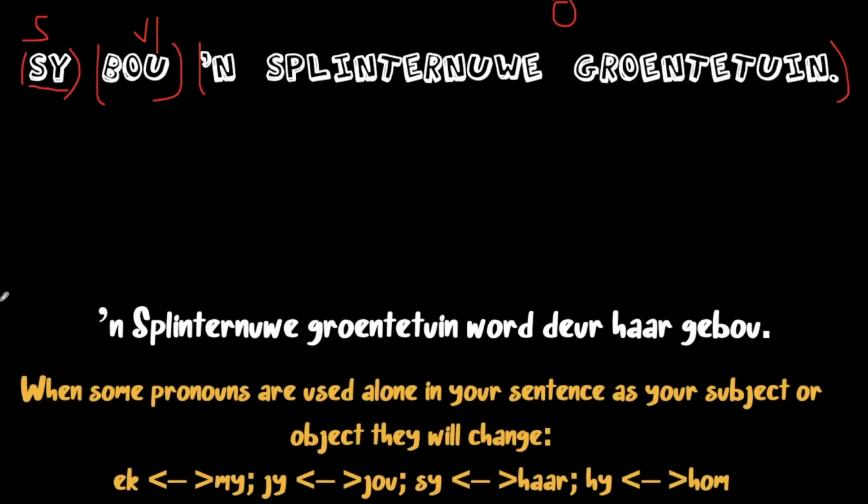Okay? And this is where this sort of comes in. So when some pronouns are used alone in your sentence as your subject or object, they will change. So it would usually, but just remember, it's when it's used alone. So ek en my, jy en jou, sy en haar, en hy en hom. And this is something you have to remember, and it also really goes back to like, you're sort of restructuring the sentence, and that's basically what we're doing because it sounds better. If you said 'n splinternuwe groentetuin word deur sy gebou, it doesn't sound right, okay, at all. So that is basically why it changes. Okay, let's go on to the next one.